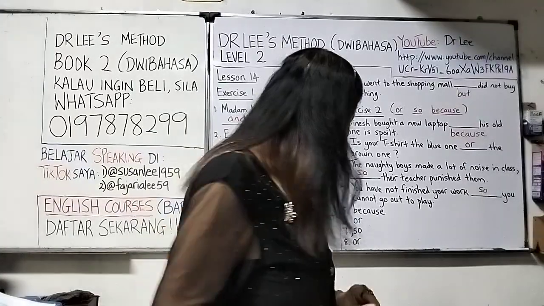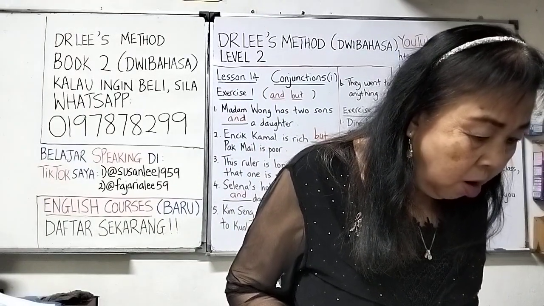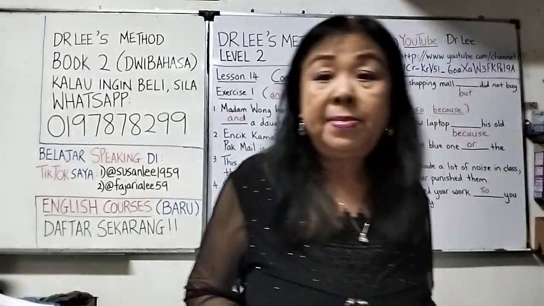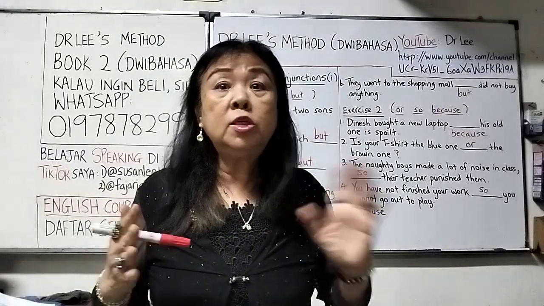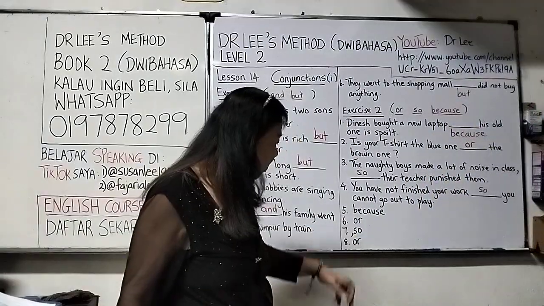Okay? Number 6. Is Ronnie or Joshua attending the meeting tomorrow? So you are given a choice. Is it Ronnie? Is it Joshua? So the answer is or.